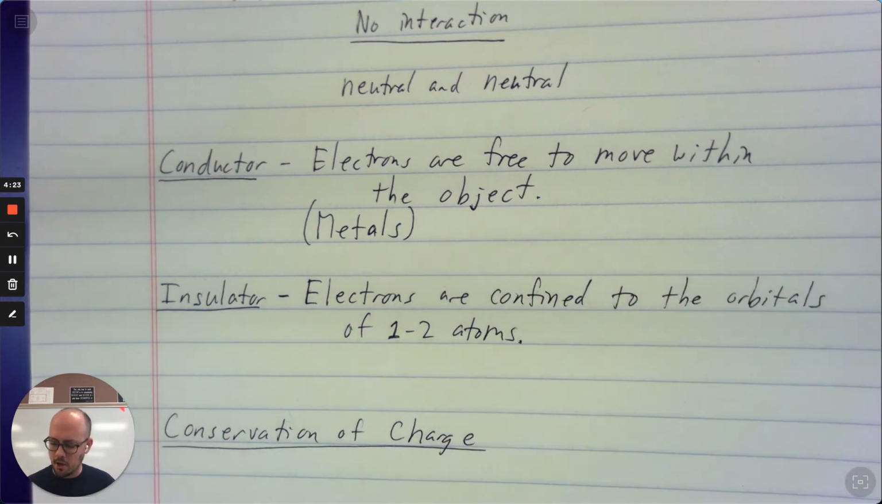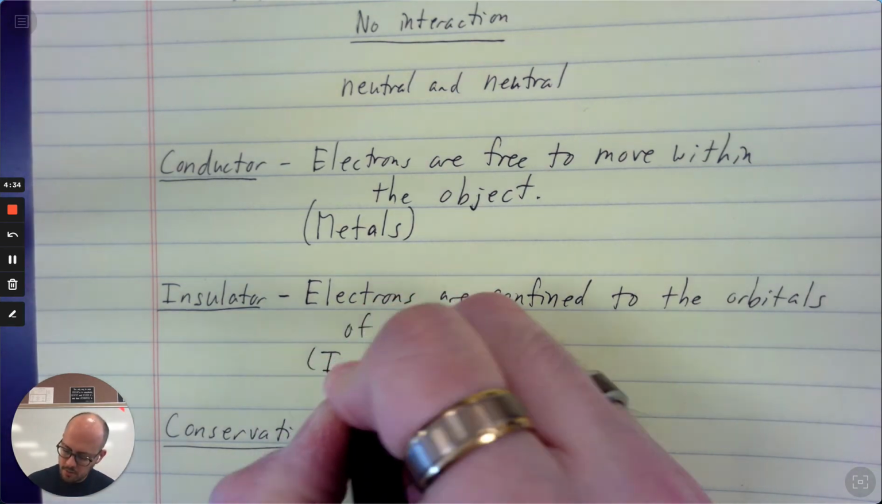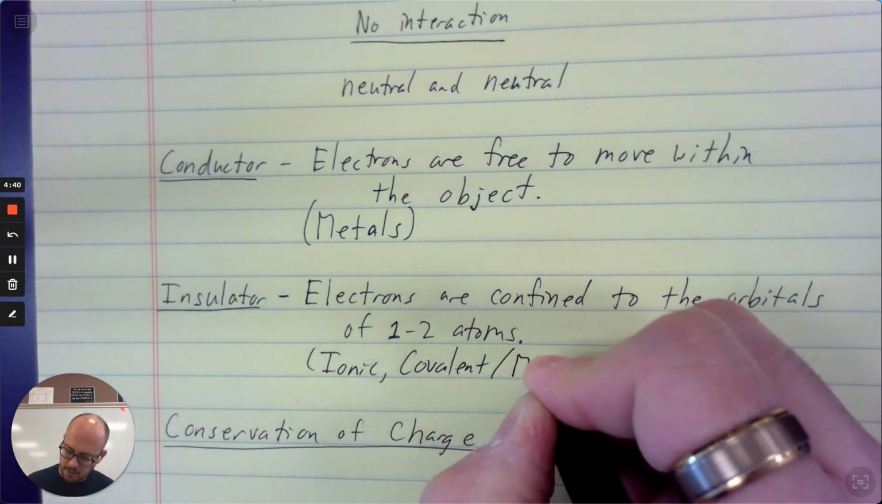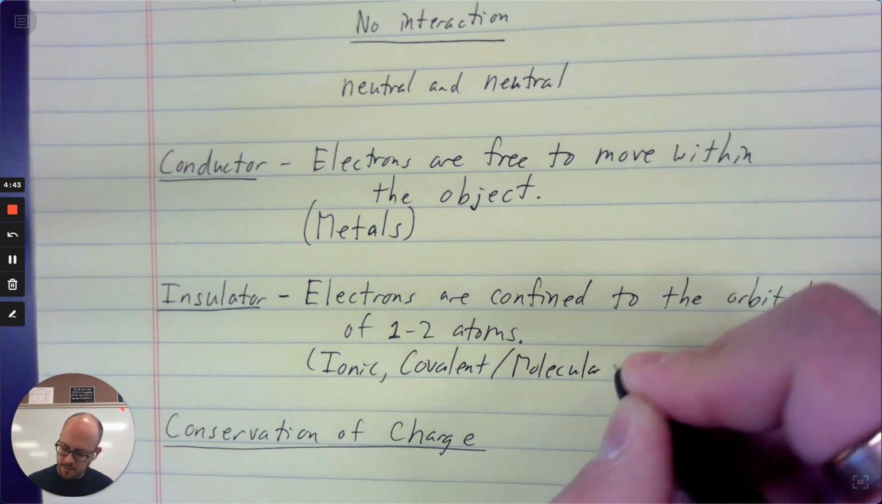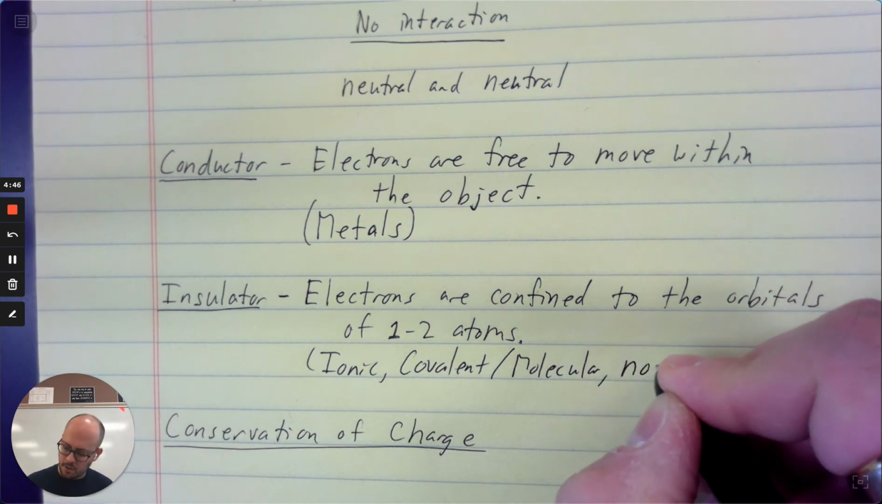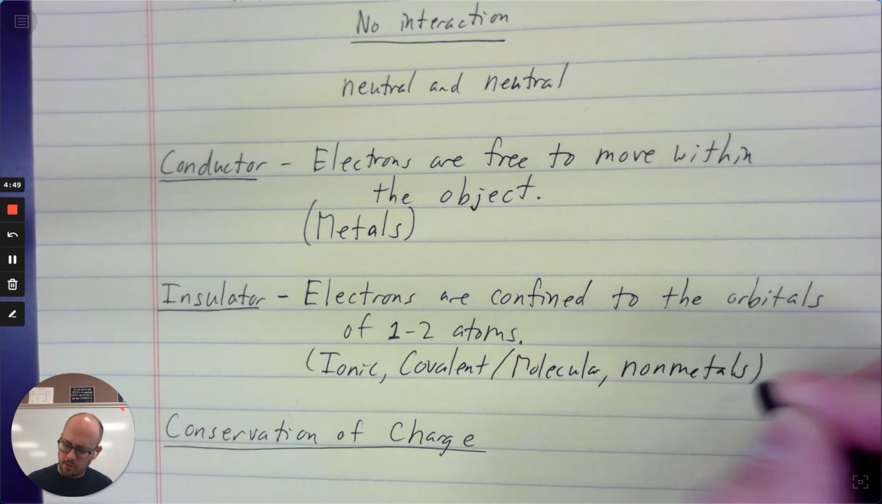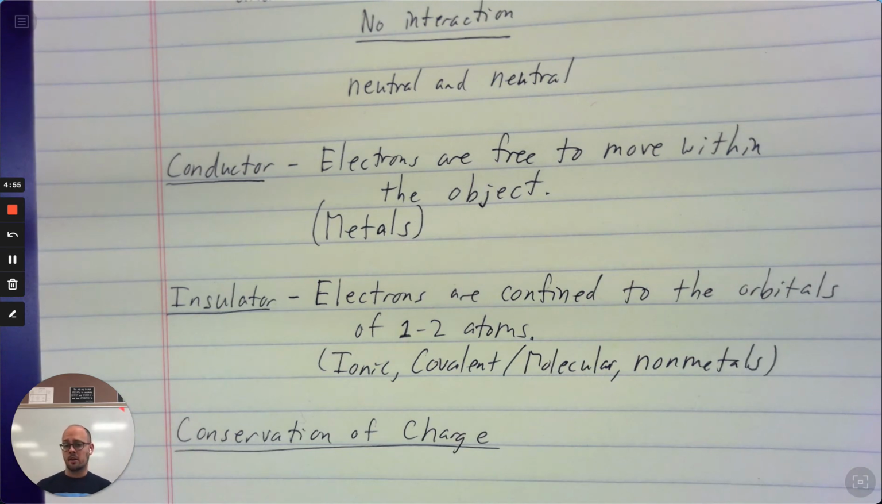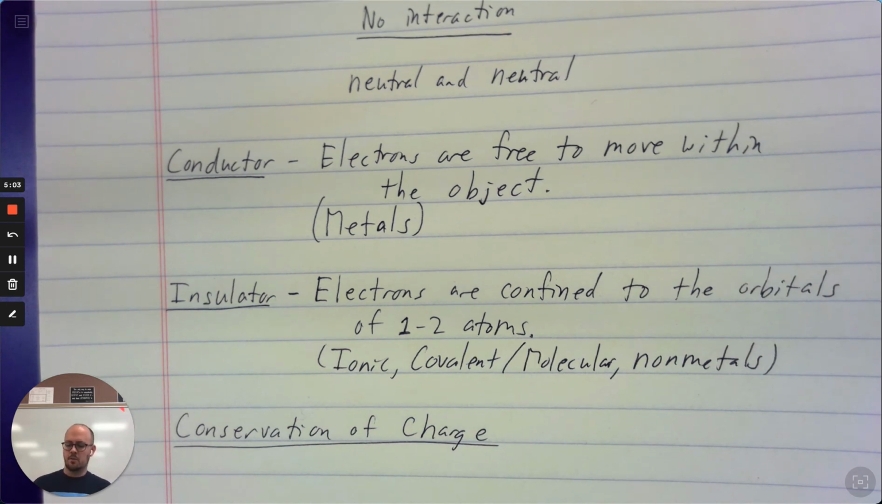And so ionic and covalent bonding are the types of bonds that cause electrons to be confined. So ionic substances, covalent, also called molecular substances, and in general, non-metals. And so we'll hopefully give some examples in class of these types of things, but something like wood or glass or air, those are all insulators, and basically they don't allow electrons to flow very easily. And so you'll explore this in the lab.